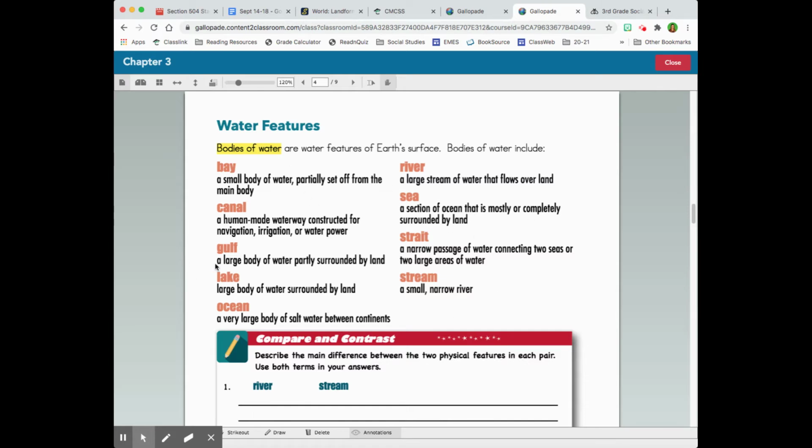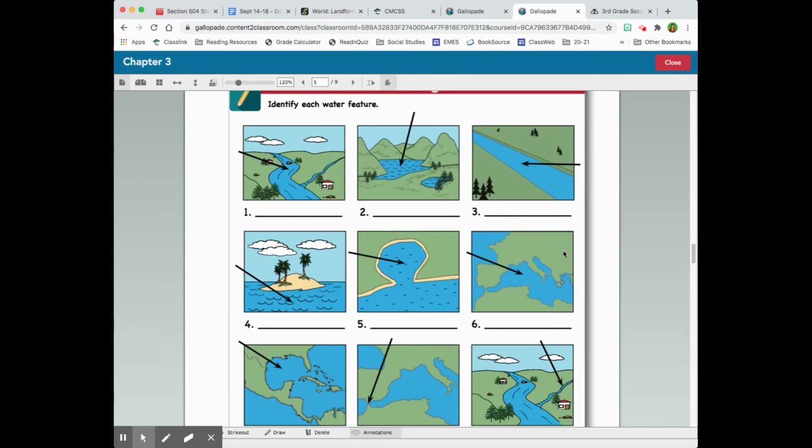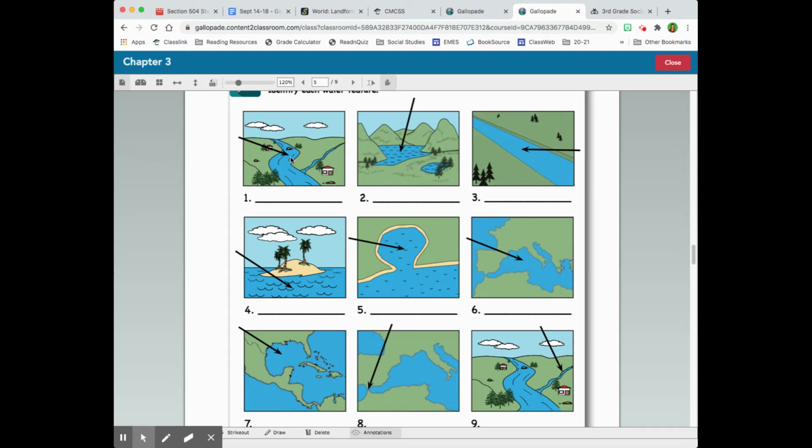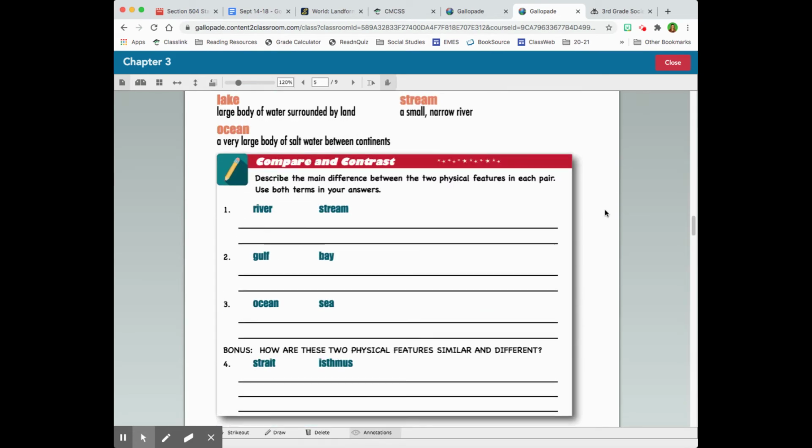So let's look at gulf. It says a large body of water partly surrounded by land. So I'm going to go down here. This one's all the way surrounded by land. So is this one and this one. This is kind of the opposite. This looks like a large body of water completely surrounded by land, but so does this. And so does this. That doesn't, and that doesn't. So I'm having a little bit of a difficult time with this one. So I think what I should do for now is come back to that one later.